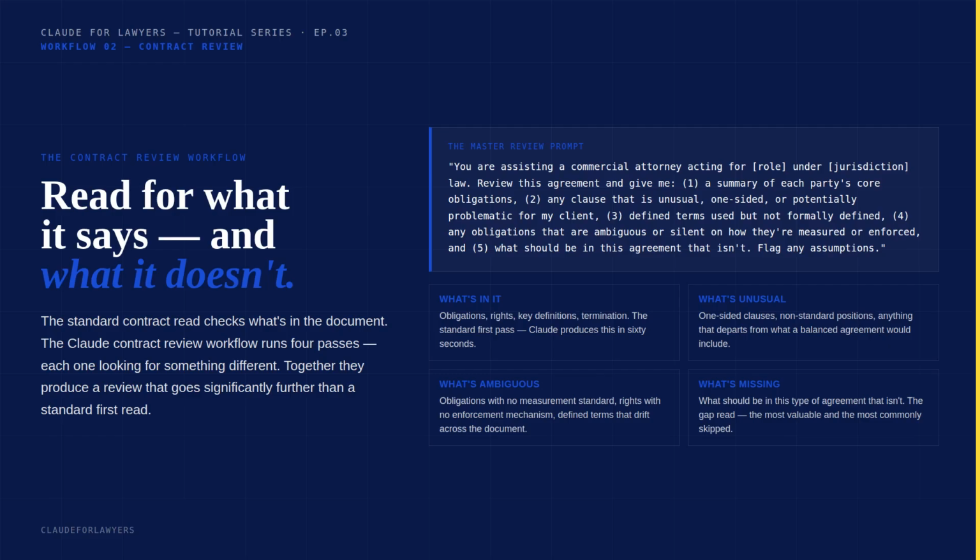Flag any assumptions. 5 outputs from 1 prompt. The first, what's in it, is the standard read.